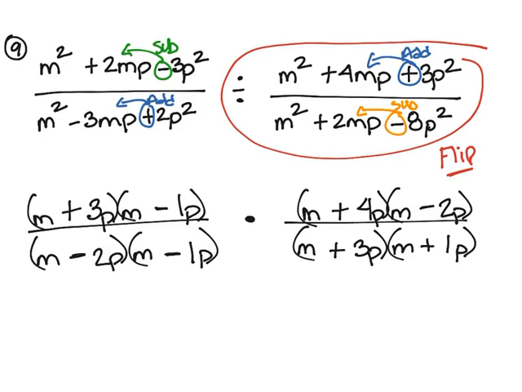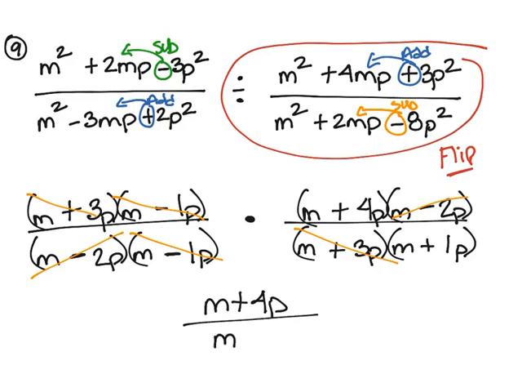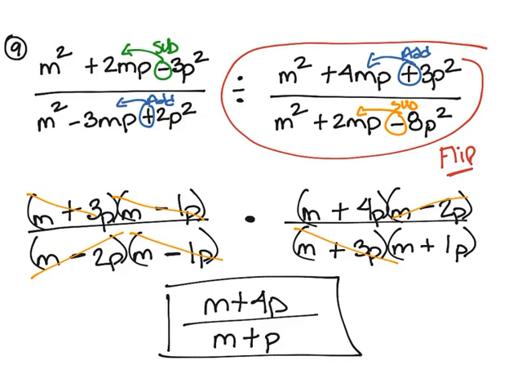Good deal. So who cancels? M plus 3p? Okay. M minus 2p. And who else? And M minus 1p or M minus p? Right? So we're left with on top M plus 4p over M plus 1p. Or you can say p, can't you? Yeah. Either one. Questions?